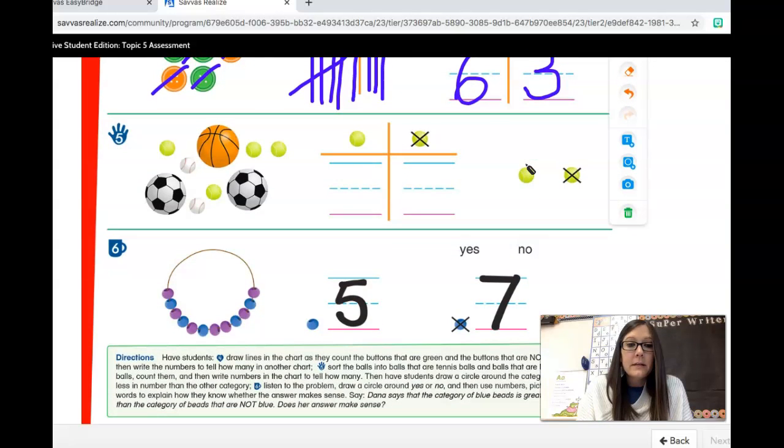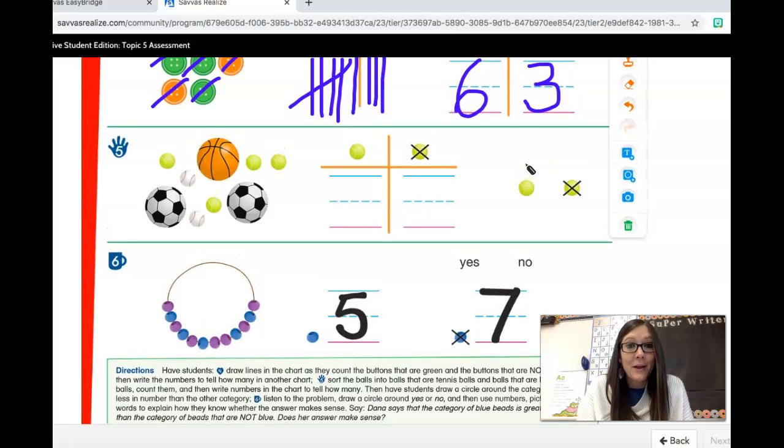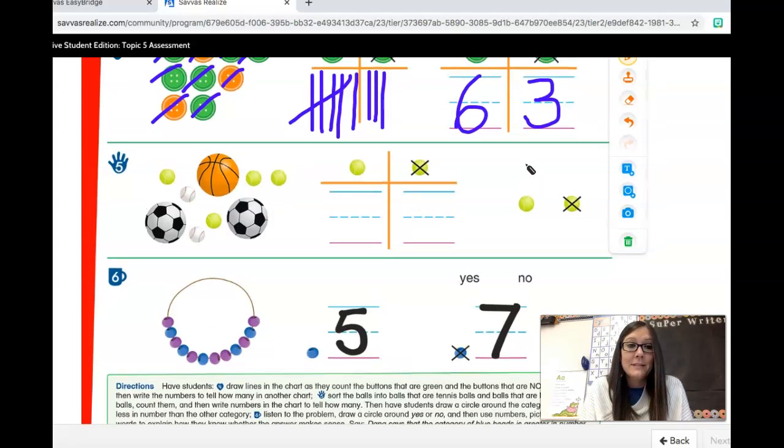All right, let's look at number 5, handprint. Let's sort the balls into balls that are tennis balls and balls that are not tennis balls. We're going to count them and then write the numbers in the chart to tell how many. And then we're going to draw a circle around the category that is less than the other category. Wow, that's a lot of work to do on this one.